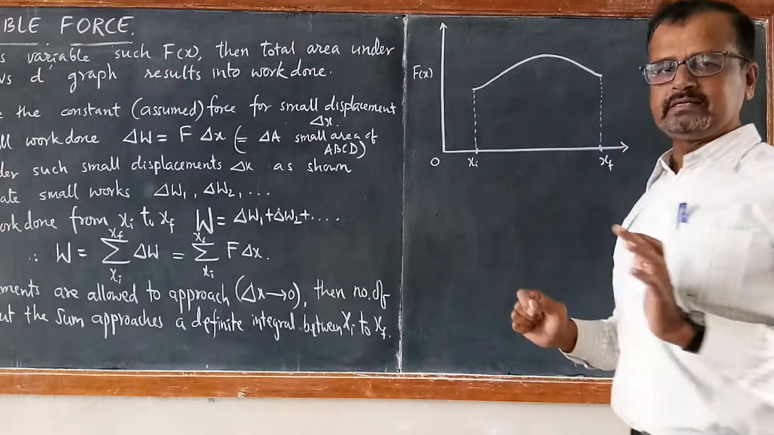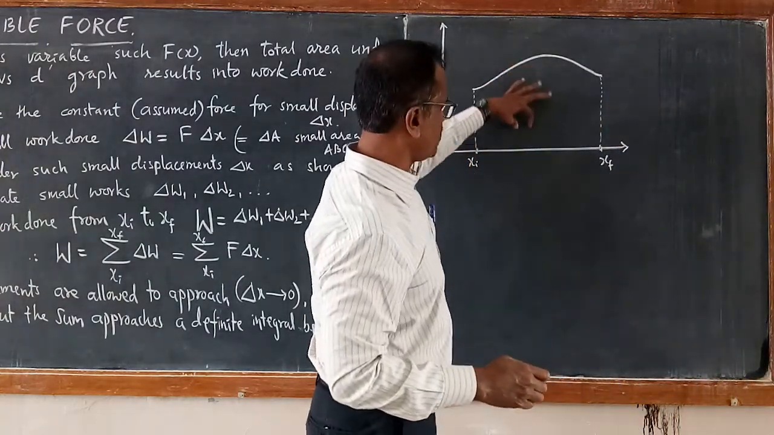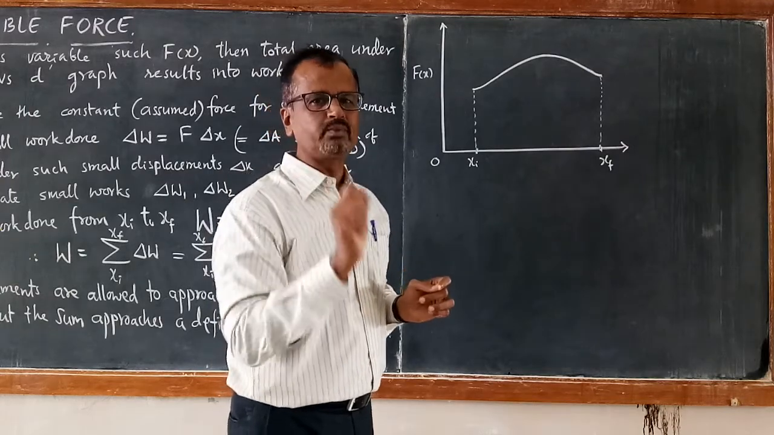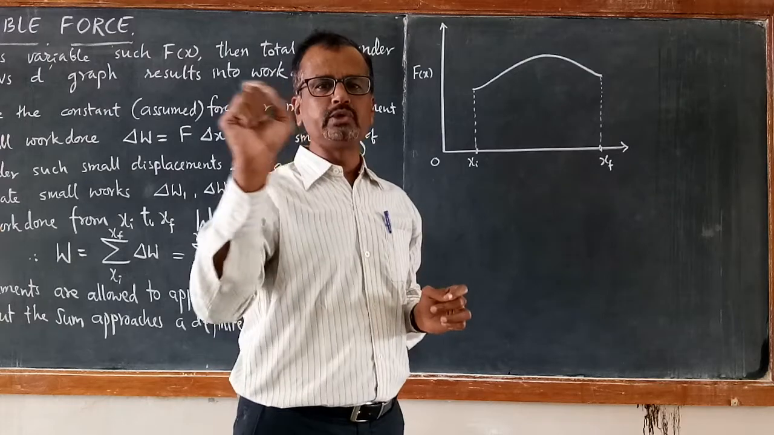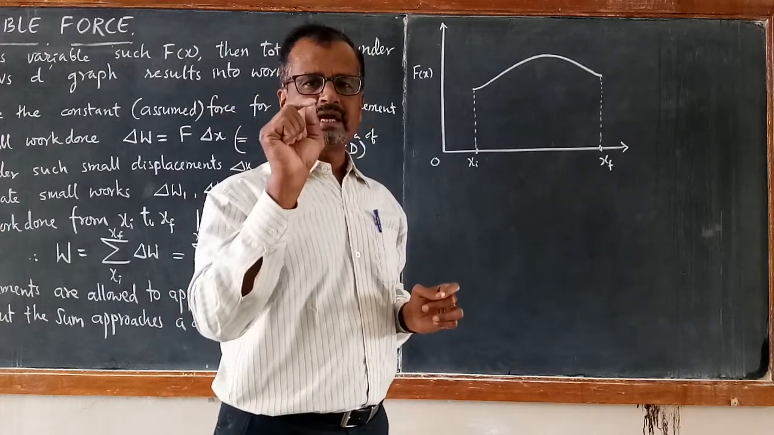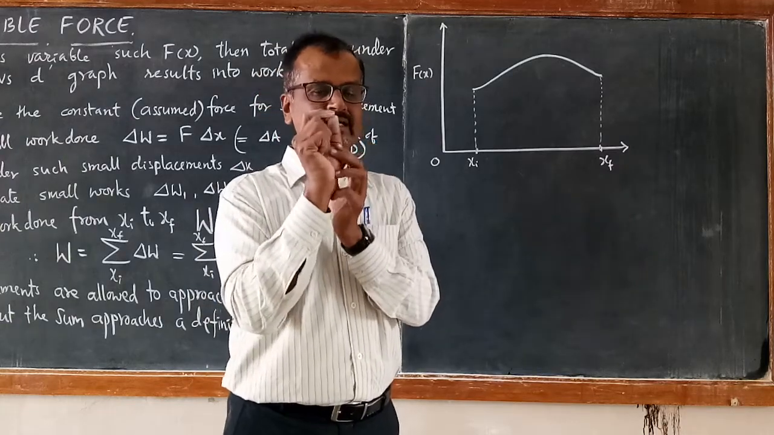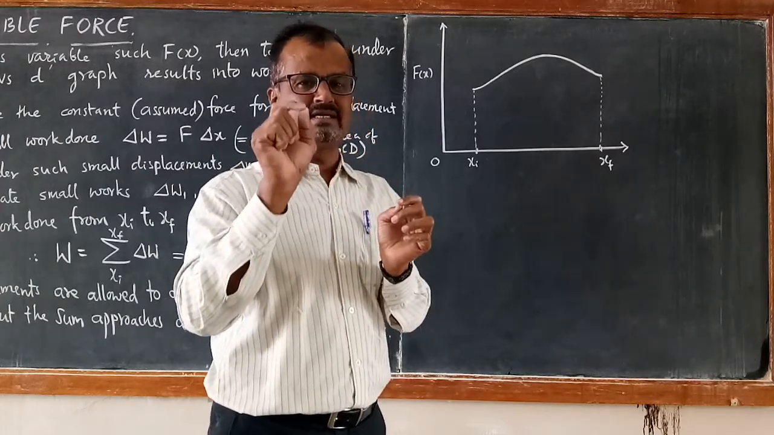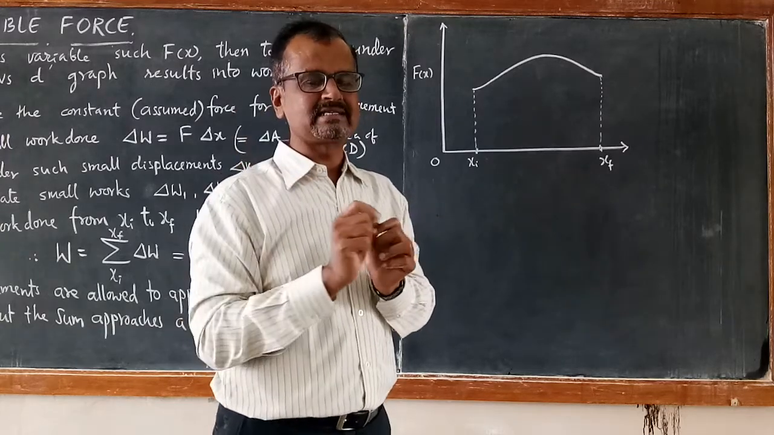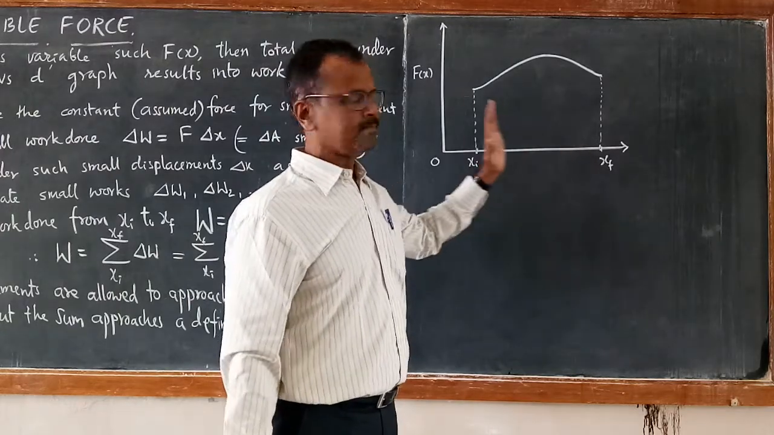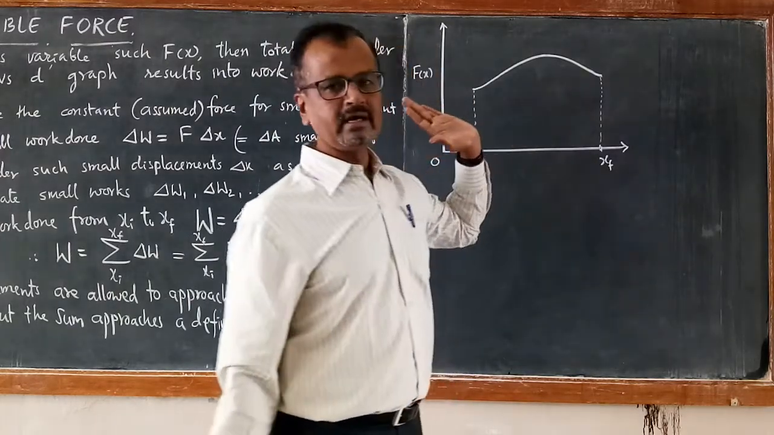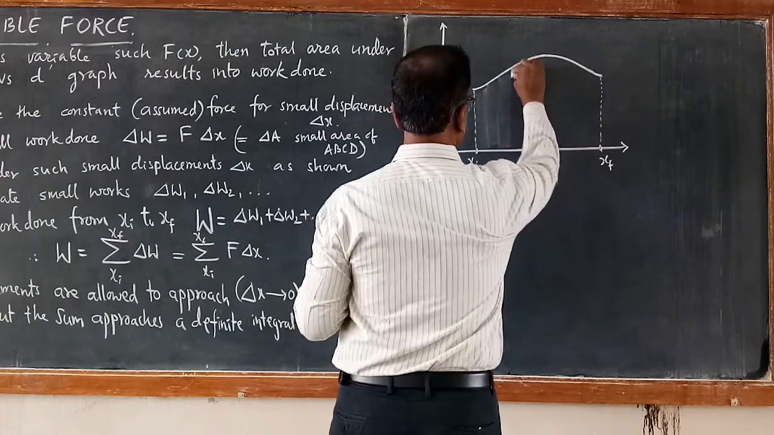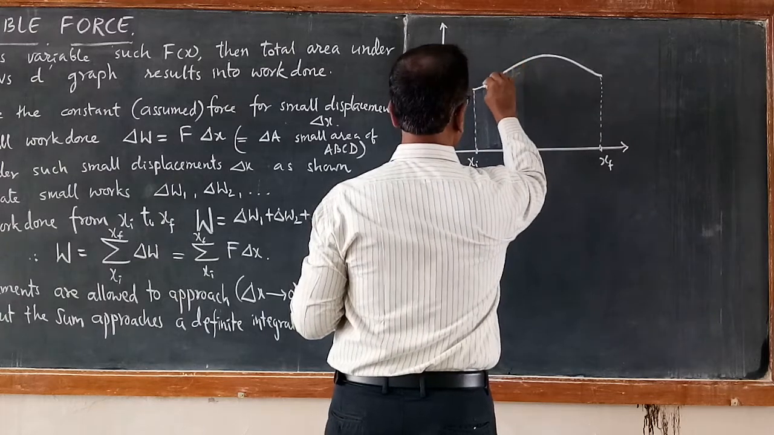Same graph I have drawn once again. Initially I have taken a small strip here representing delta x. If that delta x is made infinitesimally small, that is what we call dx. Limit delta x tending to 0 is termed as dx. Then if the force for that dx is f and dx is a small displacement, then the infinitesimal small amount of work done is given by dw. dw is equal to f dx. So if you integrate from xi to xf, then we will get the complete shaded region as area under the graph.